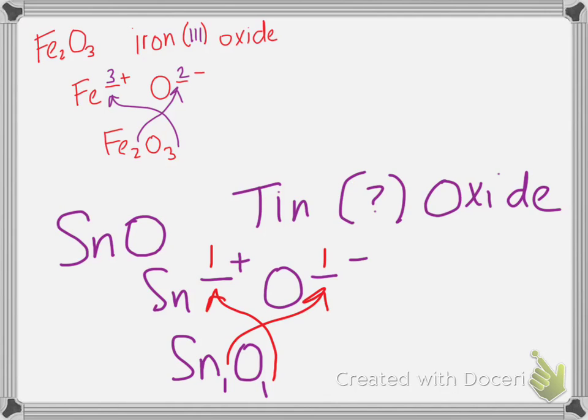So this must have been simplified. Well, what do we have to multiply this charge on oxygen by to get oxygen's normal charge? 2. Which means this was simplified, which means we have what? Tin 2 oxide. Does that make sense?